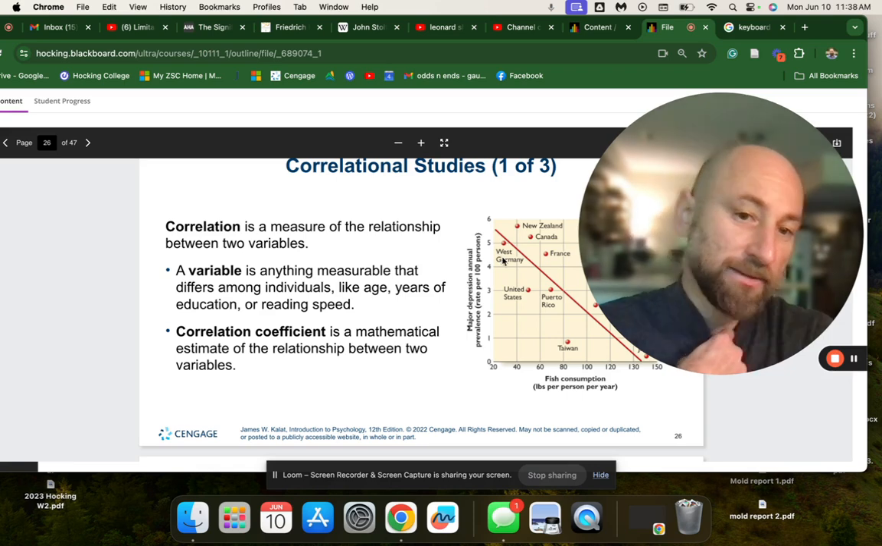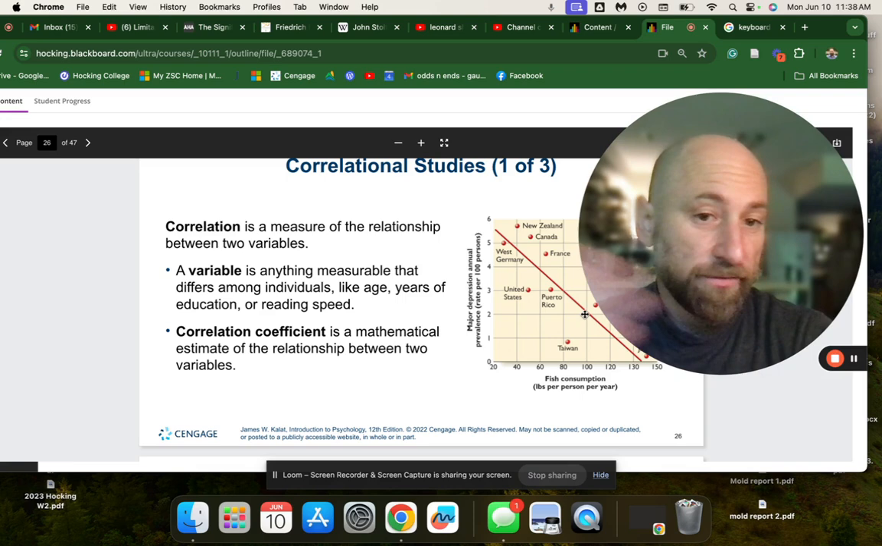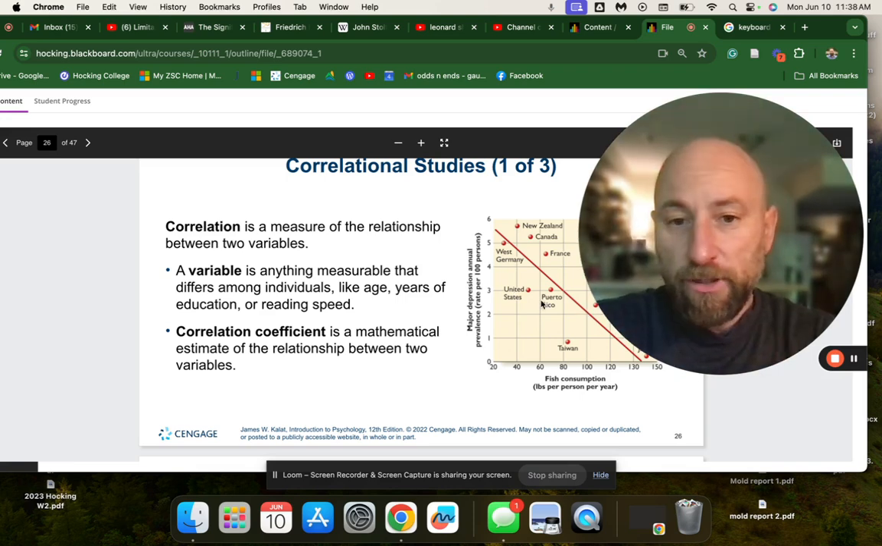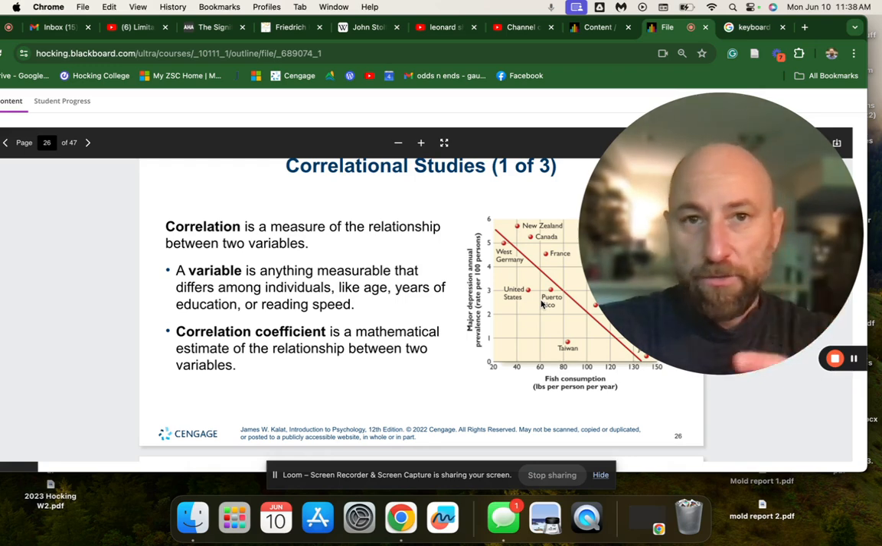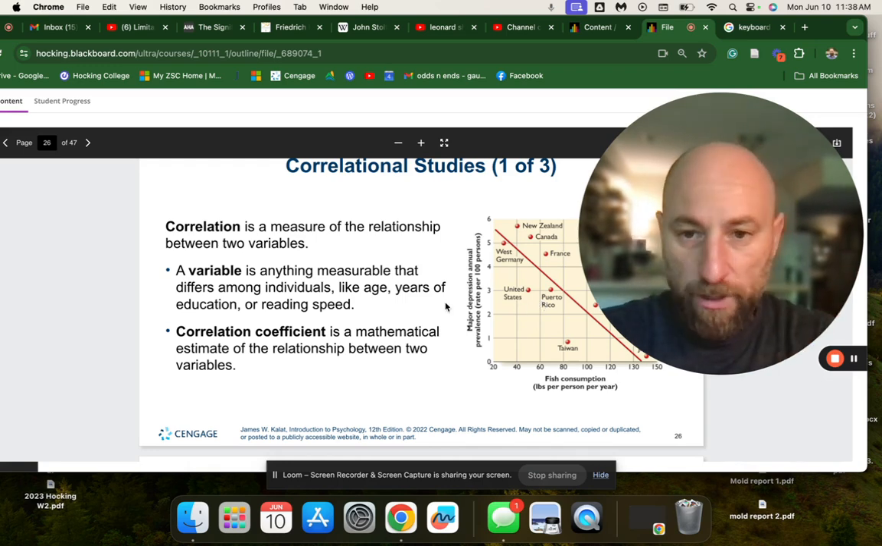Maybe it's the fish eating that is causing the living in the countries, or maybe it's a third variable causing both of them, right? So x could be causing y, y could be causing x, or some third, fourth, fifth, sixth variable, we'll just call them all z, could be causing both x and y.